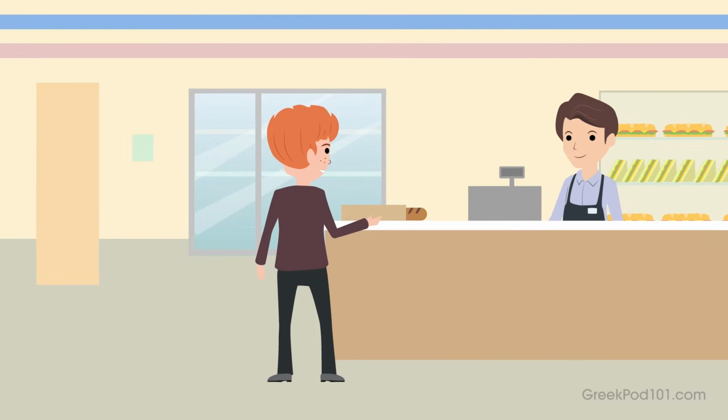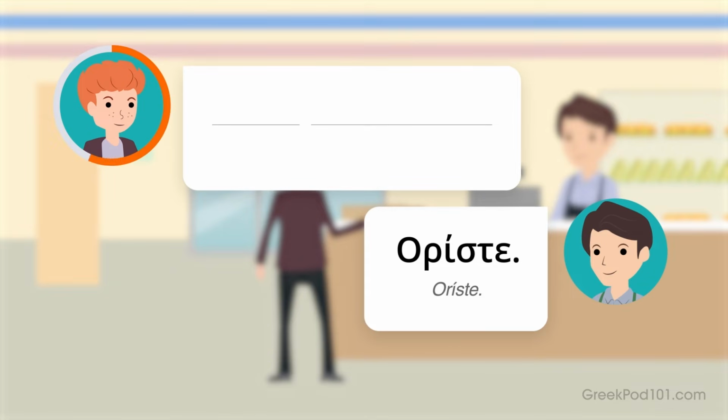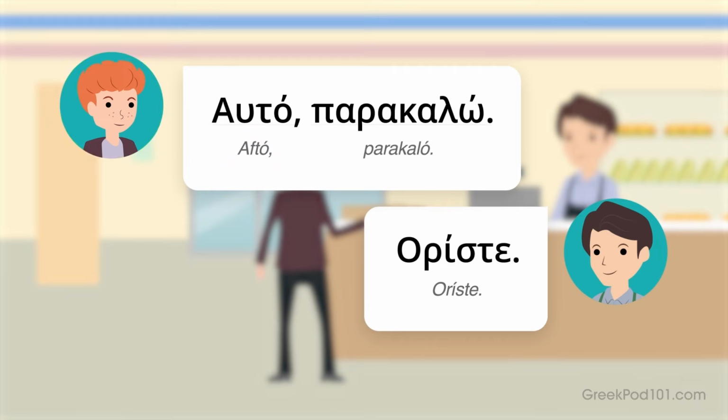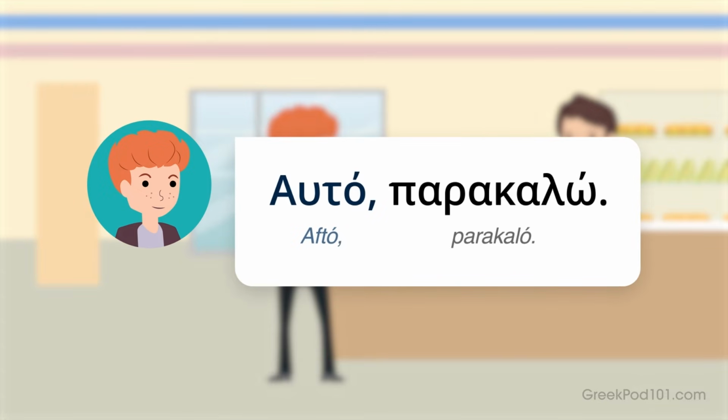Let's practice. Imagine you're Ben. You're at the grocery store to buy some bread, but you don't know the word. Instead, you point at it and say, this, please. Ready? Αυτό παρακαλώ. Ορίστε. Listen again and repeat. Αυτό παρακαλώ.